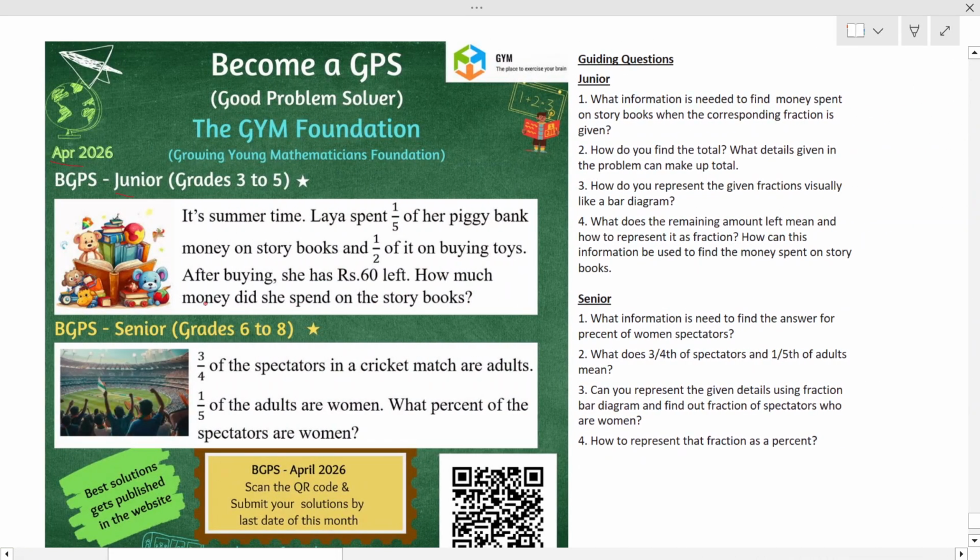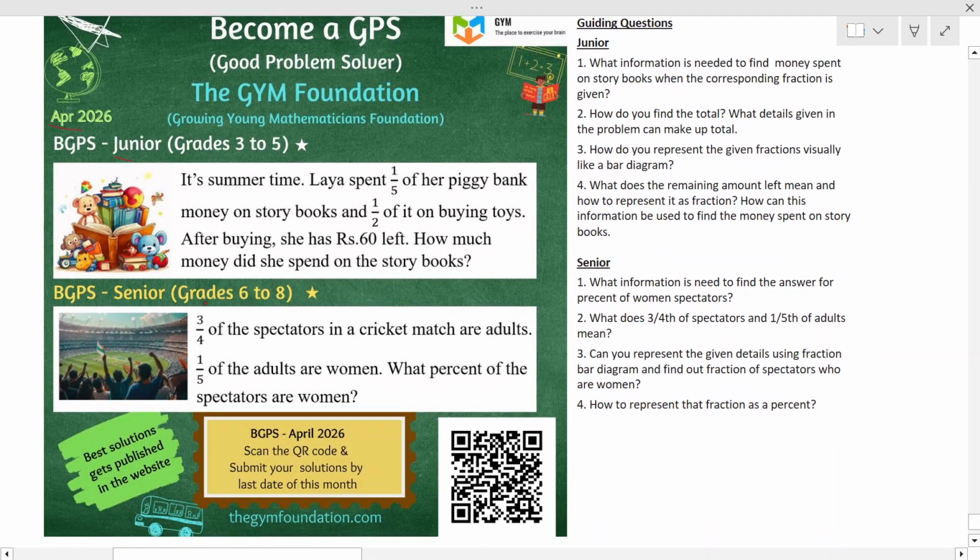So now let's see what's the problem we have. Let's also apply underlining as we read. Laya spent one-fifth of her piggy bank money on storybooks and half of it on buying toys. After buying, she has rupees 60 left. How much money did she spend on the storybooks? So they are asking how much money is spent on the storybooks.